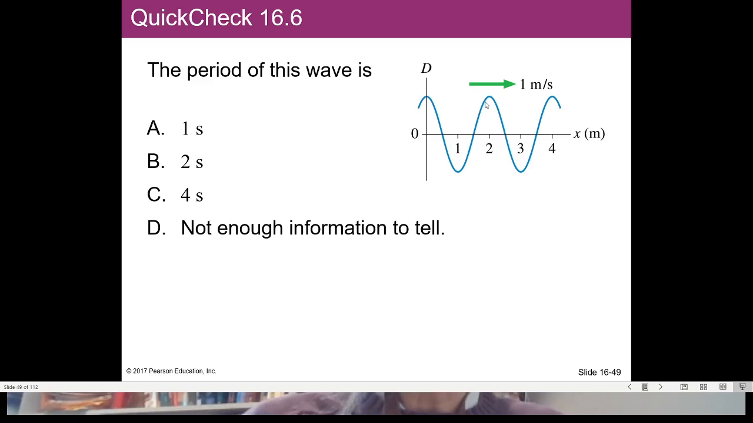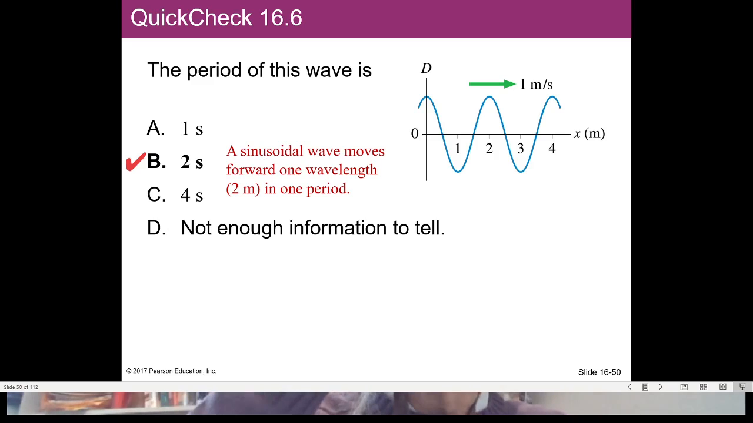You can read off from the graph the lambda. The lambda is clearly 2 meters, and so if we divide the speed 1 meter per second by the lambda 2 meters, you have to get 1 per second. So that's the frequency, all right? And remember, the period is 1 over the frequency, so it's 1 second.